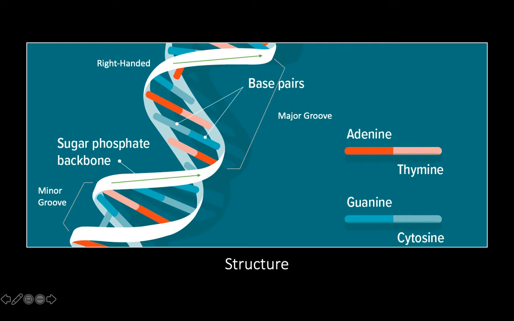So we can see from this image that DNA is right-handed because the sugar phosphate backbone travels up and to the right. If it traveled up and to the left, it would be left-handed.